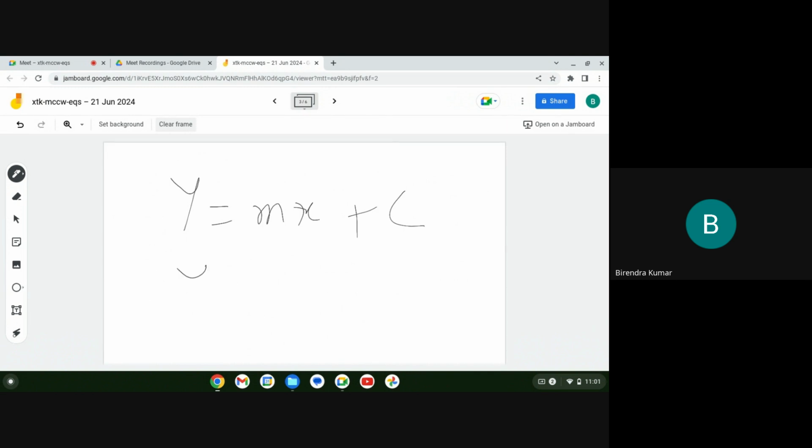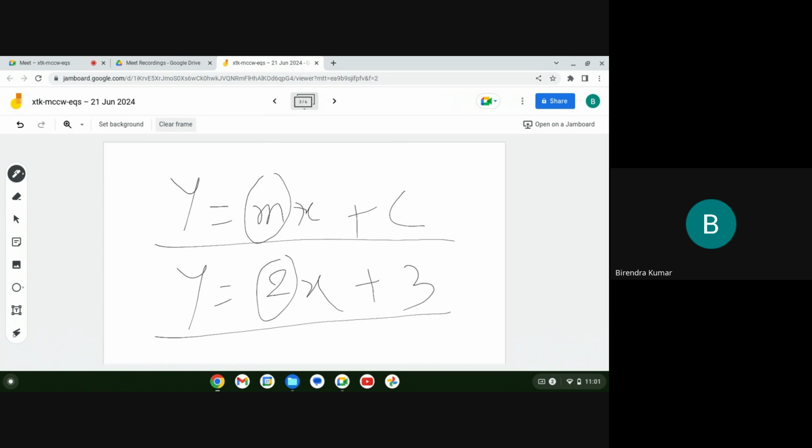Now here, if you compare that with the equation that we were looking at just now, 2x plus 3, compare these two. See, this 2 is nothing but a replacement for m, and this 3 is nothing but a replacement for c. What is m? M is called the slope. Or rather, it's not called y-intercept form, it is called slope-intercept form, correct? I was making a wrong statement. Slope-intercept form. This m is called the slope, and this c is called the intercept.